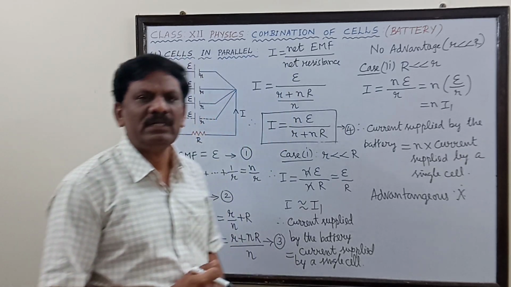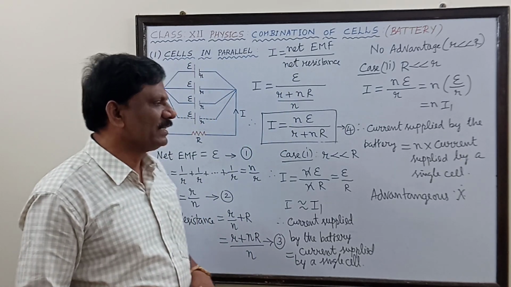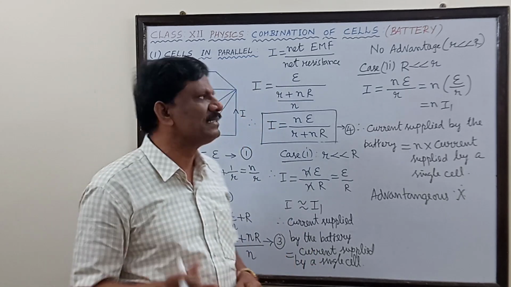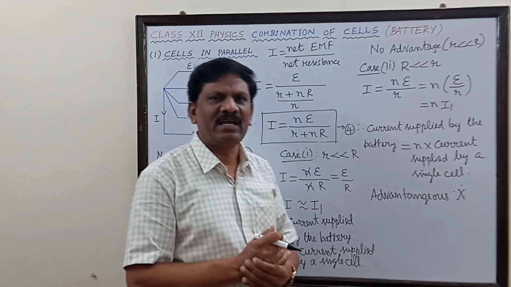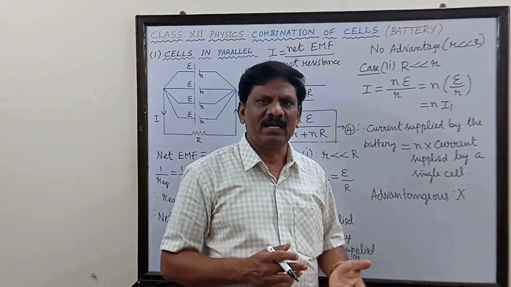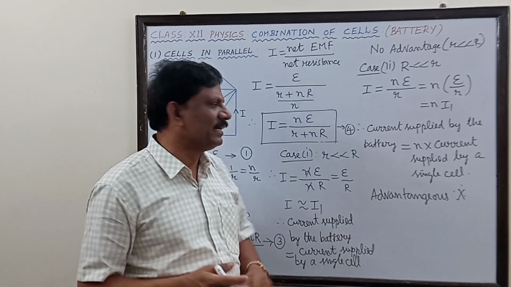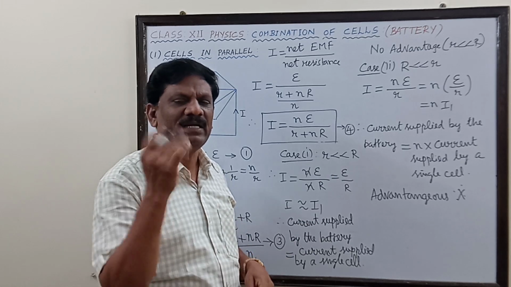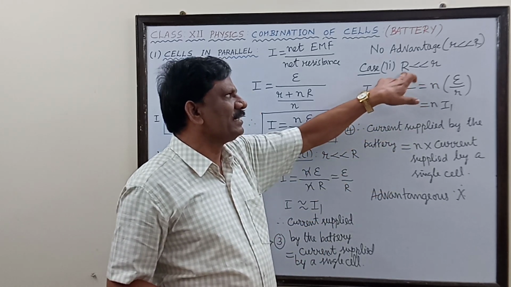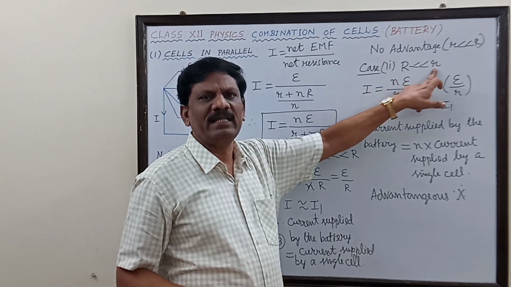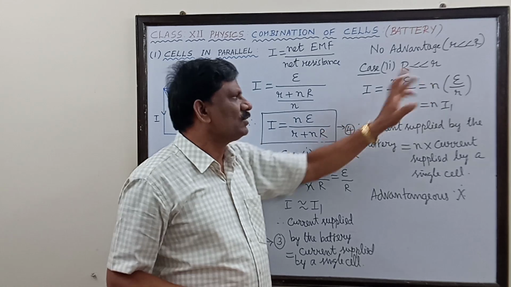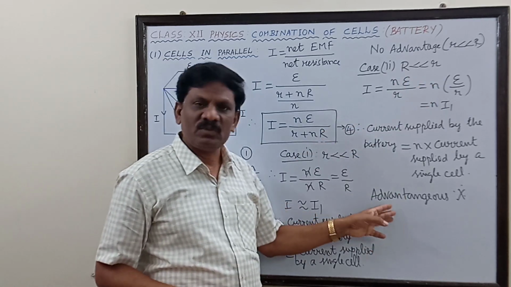So you have to now remember 2 points. When the cells are connected in series, when is that combination having advantage? When small r is negligibly smaller than capital R. But when the same number of n identical cells are connected in parallel, when is the advantage? When the external resistance is extremely smaller than the internal resistance of each cell. Understand? So I hope you must have understood well. Fine.